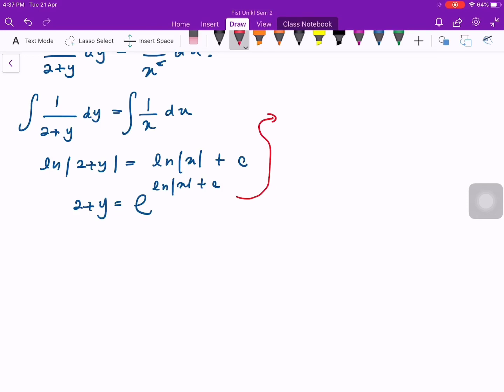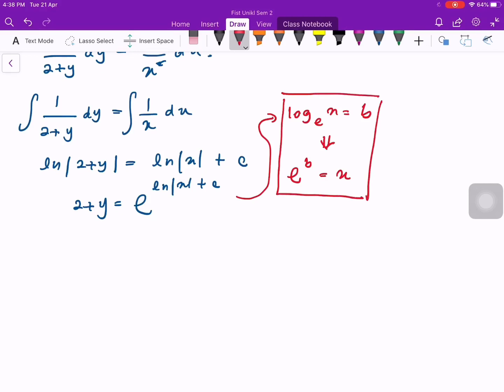macam mana kita tukar, let's say kalau saya ada log base e of x equals to b, so this will be equivalent to e to the power of b equals to x. Okay, so saya menggunakan hukum log yang ini untuk saya tukarkan daripada ln absolute 2 plus y equals to ln x plus c into 2 plus y equals to e to the power of ln x plus c. Okay, so this is plus c.